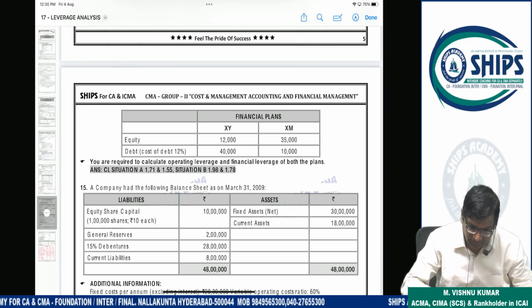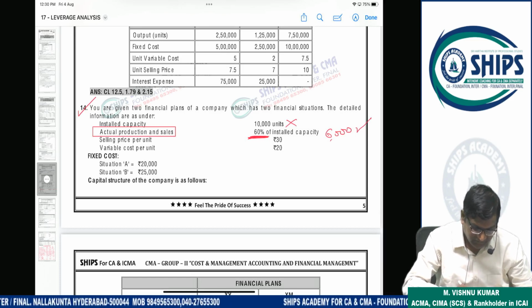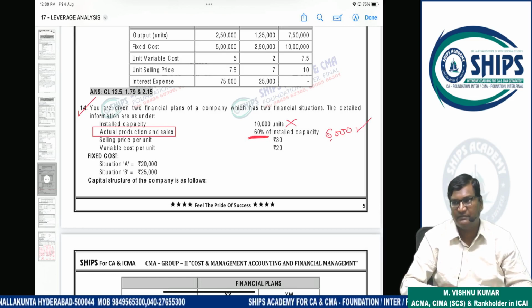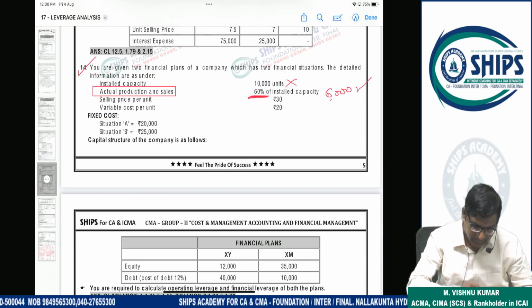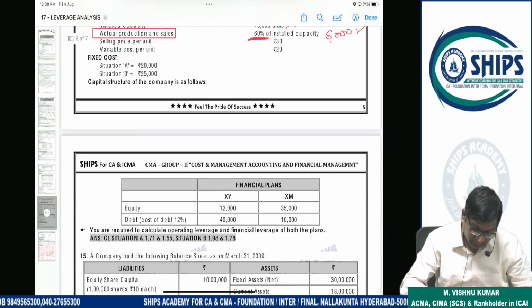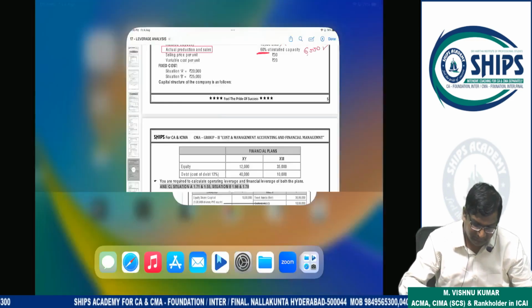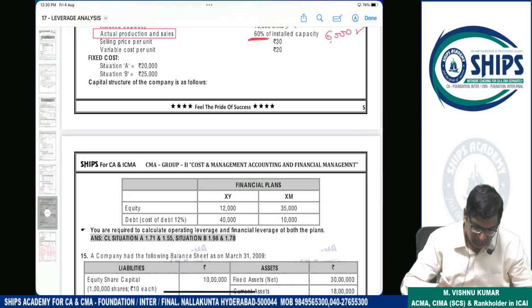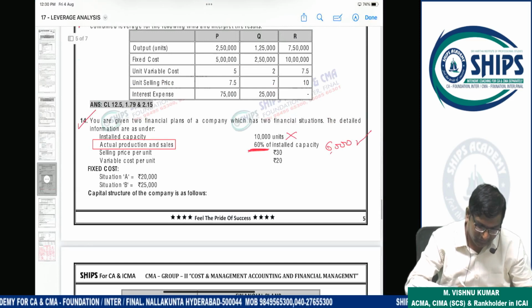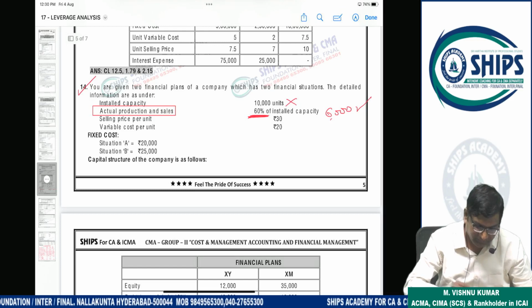But along with these two plans, we have two situations also. In situation A, fixed cost is 20. In situation B, fixed cost is 25. Okay. So financial plan XY, situation A, B; financial plan XM, situation A, B. In this way we have to solve. Understand? Financial plan XY, two situations relating to fixed cost. Financial plan XM, two situations relating to A, B.